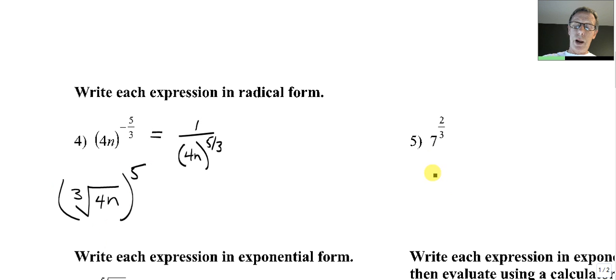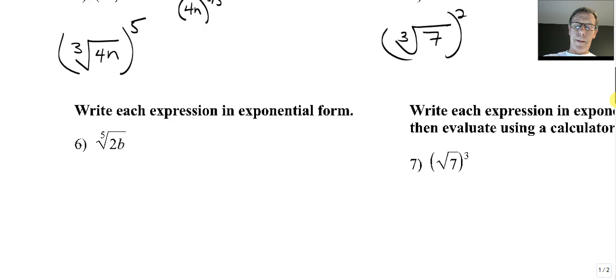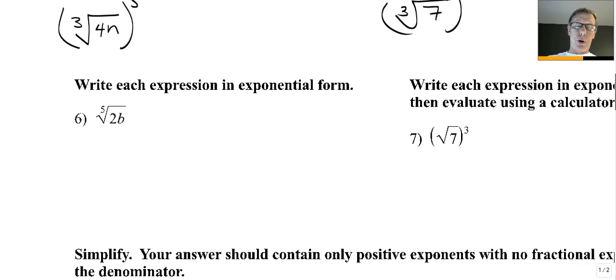The next one is 7, and we're taking that to the cube root. Then after we cube root it, we'd square it. This is the power, and that's the root. The next one, we're going to put it in exponential form. The whole 2b is going to have this 5th root. Of course, the power on this is 1, so we're going to put 2b in parentheses, and then it'd be to the power of 1 over the 5th root.